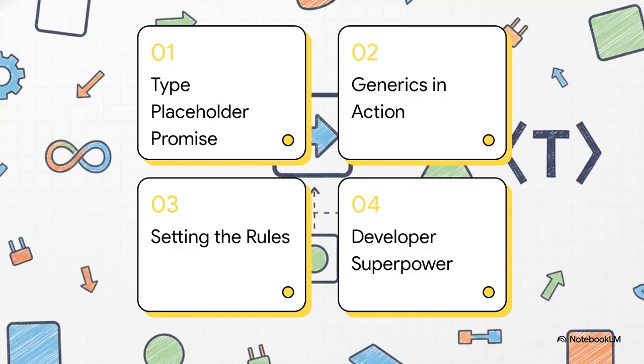So here's our game plan. First, we'll get a handle on this type placeholder idea. Then we'll see generics in action with functions, classes, and interfaces. After that, we'll learn how to add some rules with something called constraints. And finally, we'll wrap it all up and see why this is basically your new developer superpower.